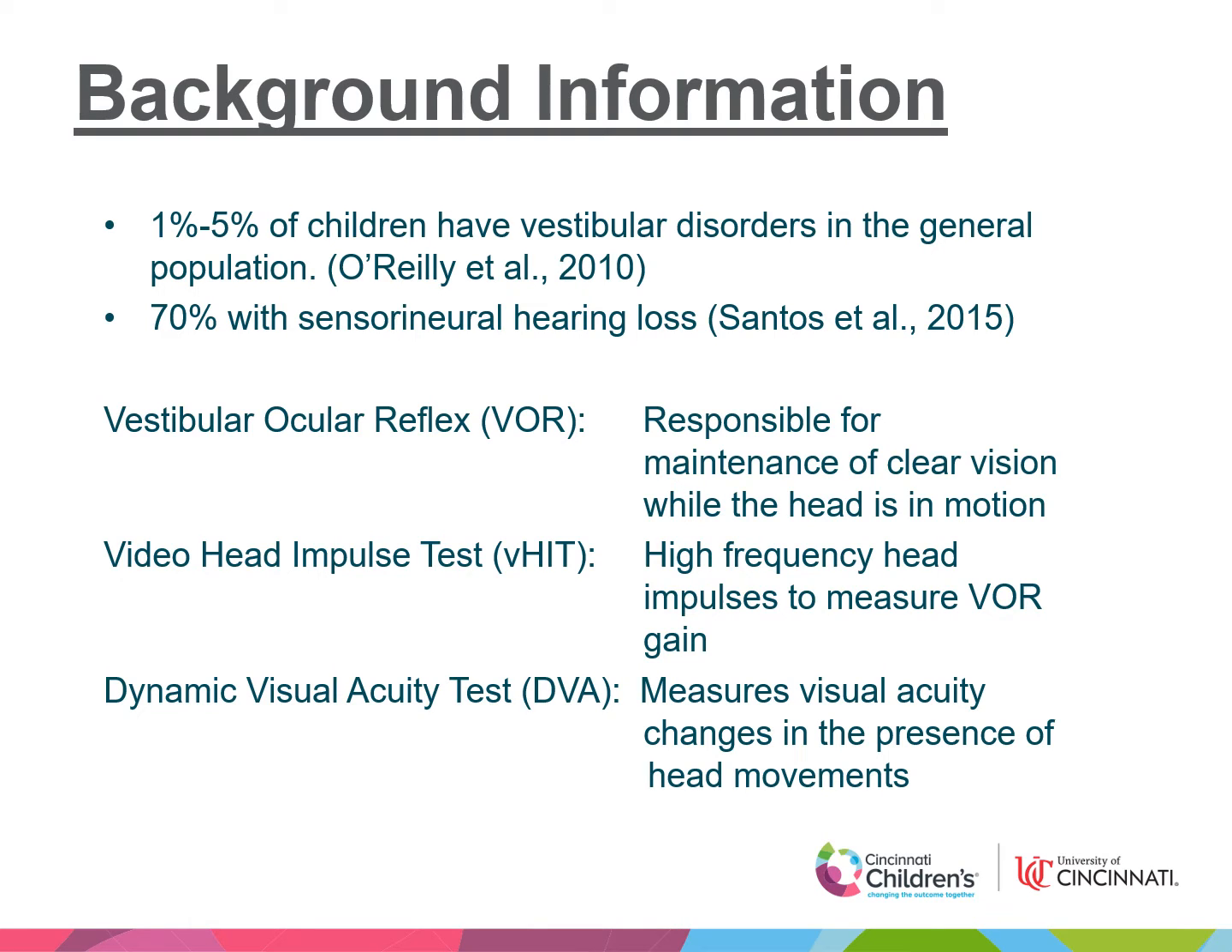During vHIT, the head is moved at peak velocities of 150 degrees per second while the patient is asked to fixate on a target. In healthy patients, the eye movement compensates for the head turn, allowing the eyes to fixate on that given target. In those with VOR loss, the lack of input to VOR results in the eye moving with the head.